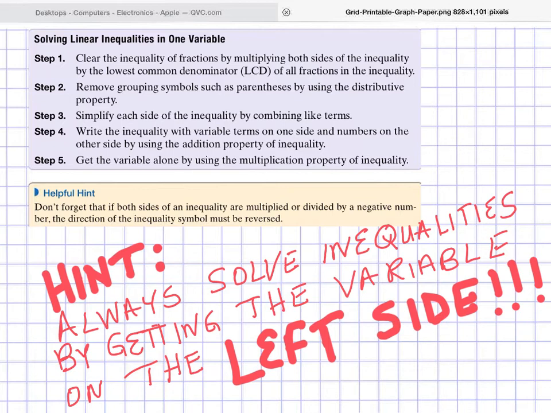I put a big hint down here in pink. Put your variable on the left side. It makes solving and graphing a lot less confusing if you put it on the left side. Trust me, if you put your variable on the right side, you're going to mess up the graph. So always solve to get your x on the left. Okay? Get the variable alone by using the multiplication property. That's step 5. And don't forget, if you multiply or divide both sides by a negative number, the direction of the inequality symbol must be reversed.